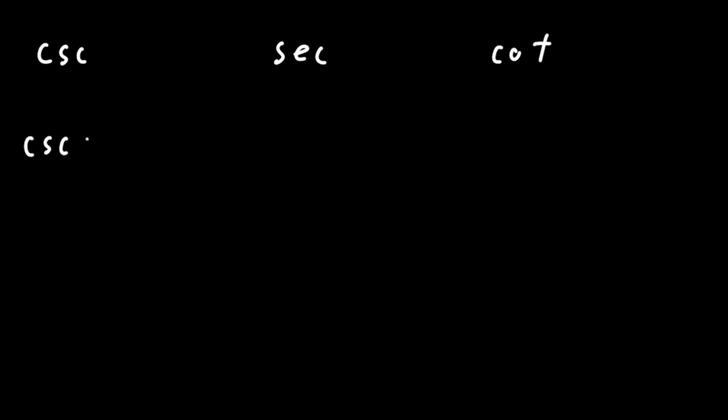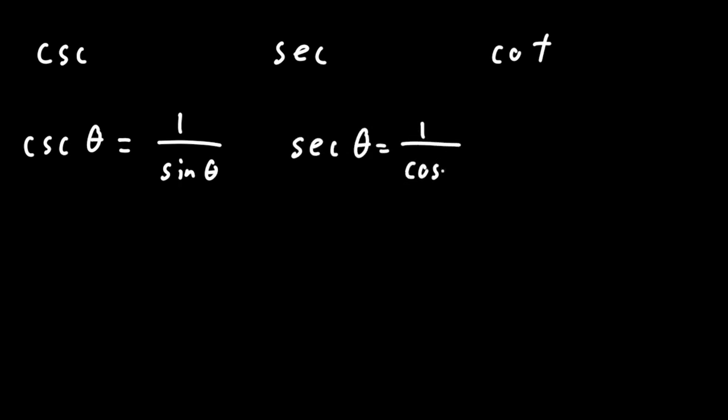Cosecant of theta is the reciprocal of sine of theta, or 1 over sine of theta. Secant of theta is the reciprocal of cosine of theta, or 1 over cosine. Cotangent of theta is the reciprocal of tangent of theta, or 1 over tangent of theta.